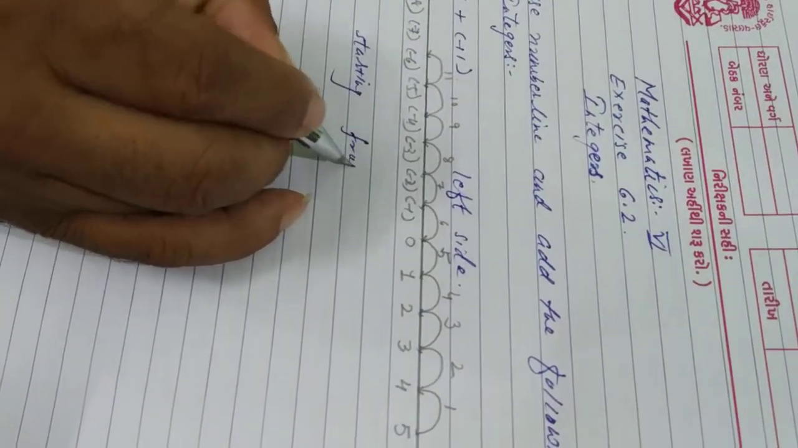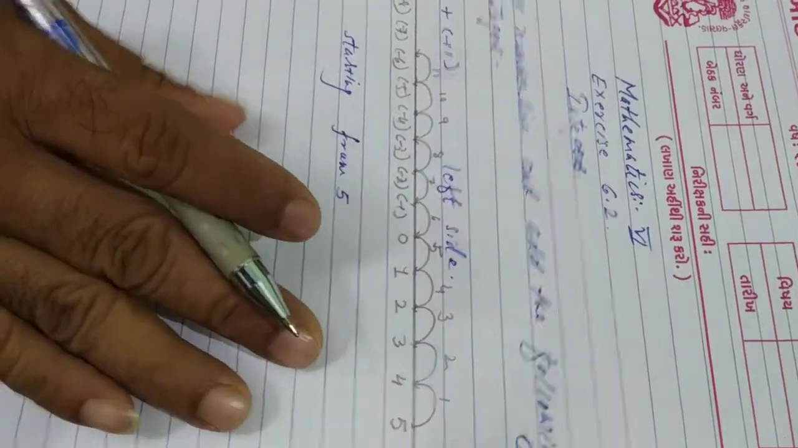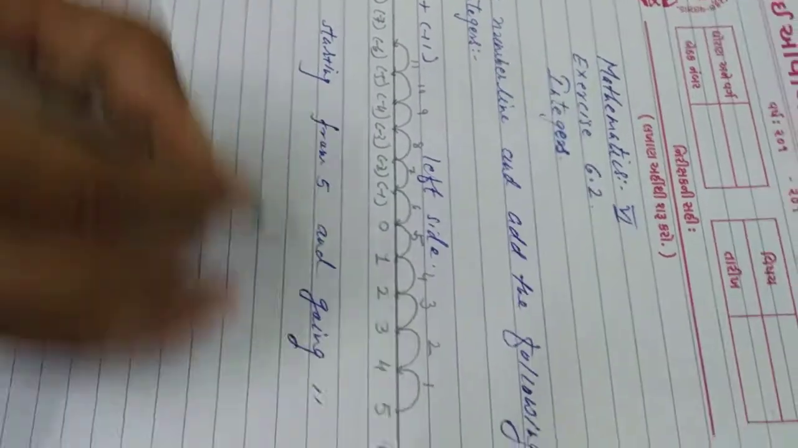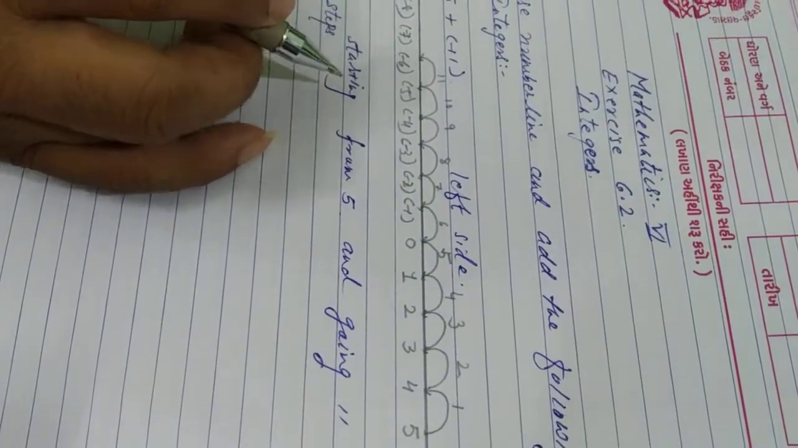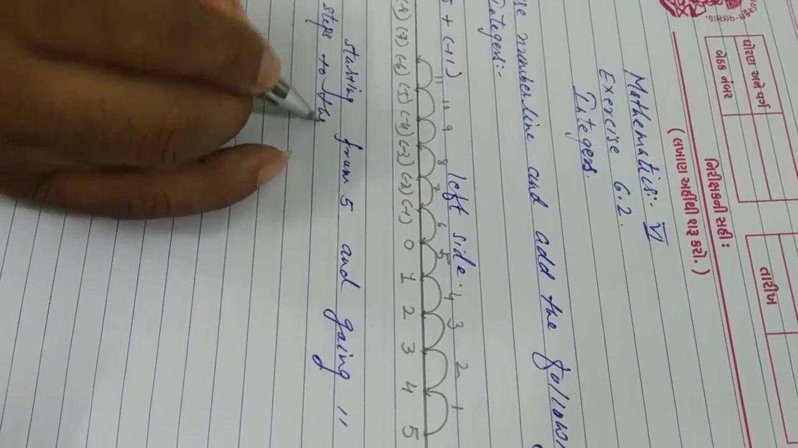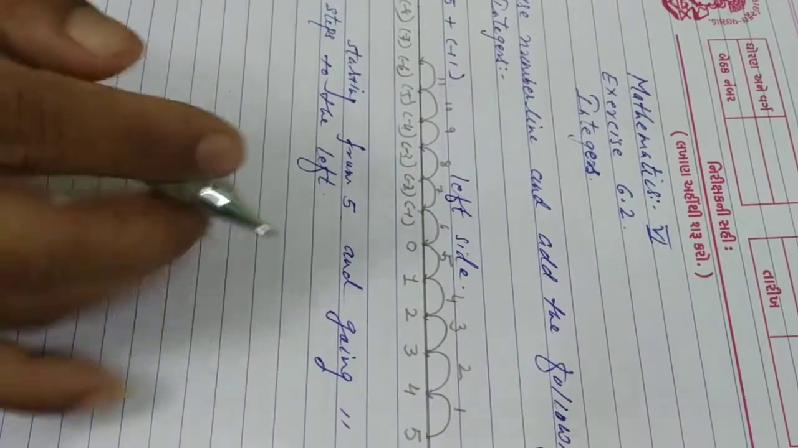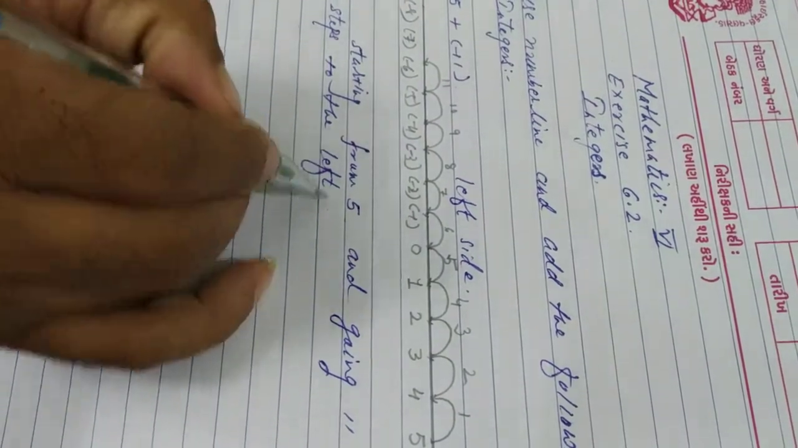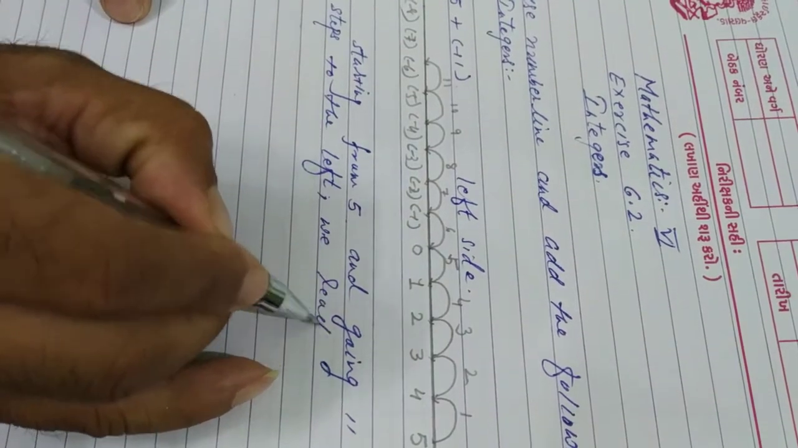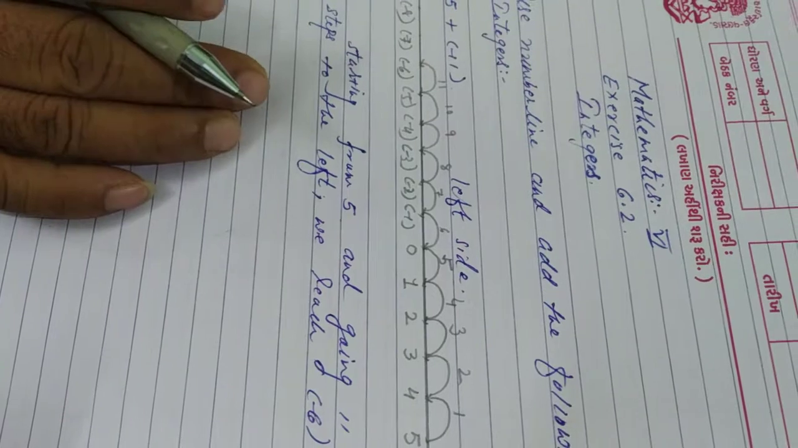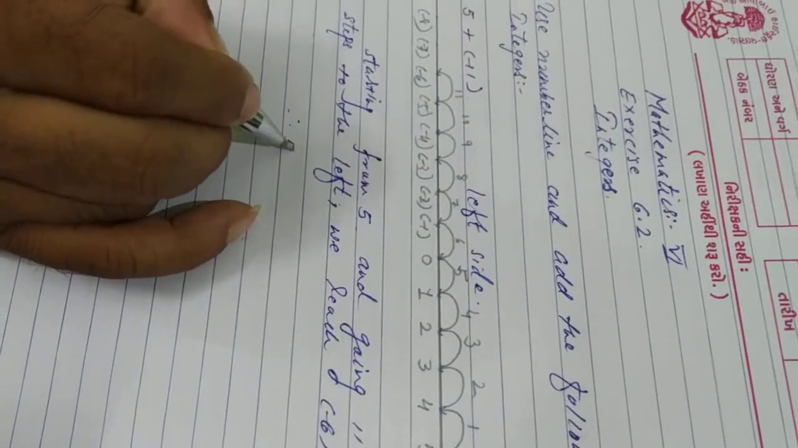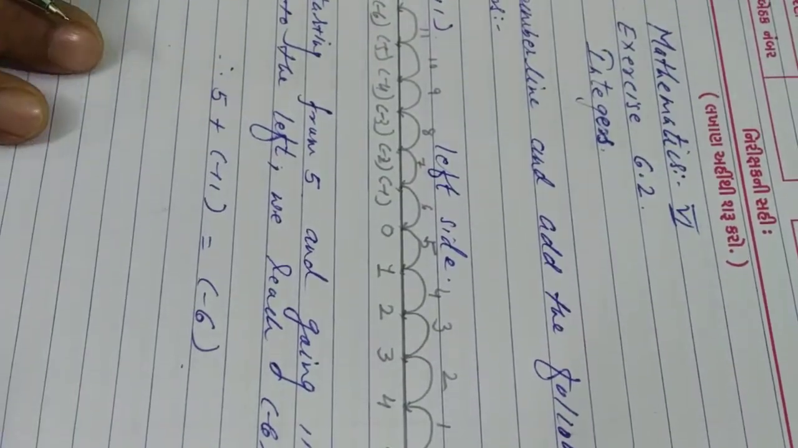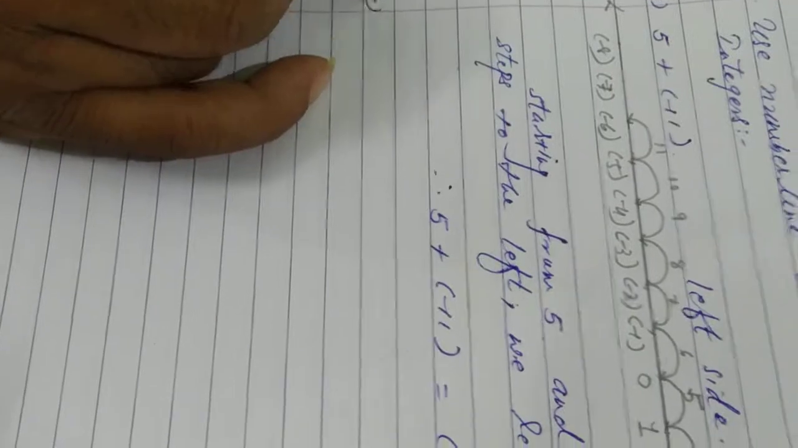Starting from 5, right, and going 11 steps to the left, we reach minus 6, got it? Therefore, we can say 5 plus minus 11 is equal to minus 6. Now, let's see the C. Minus 1 plus minus 7.